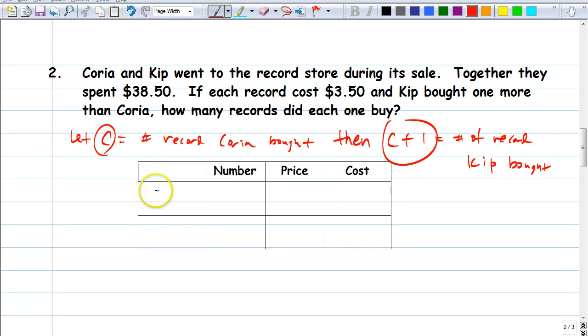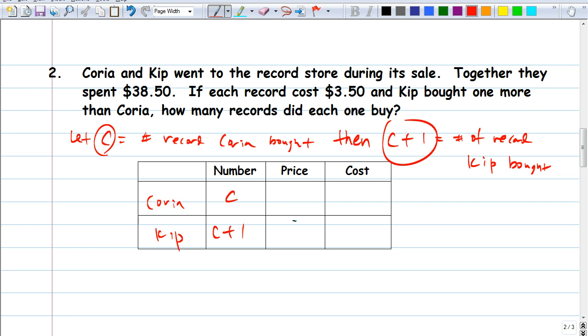What do you think will go into the box up here on the left? We need to write what? There are 2 people. Who are these 2 people? Cora and Kip. And who could tell me what we put down for number? This means the number of records that they bought. Yes, Paige? C for Cora and then? Exactly. C plus 1 for Kip. Are we good? Does anybody know what to write for price?